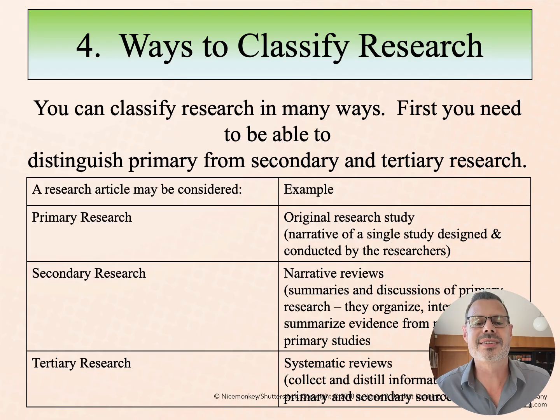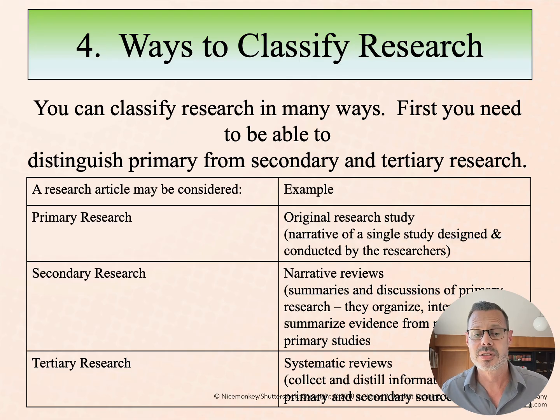All right, ways to classify research. And again, we're gonna talk more about this as we move forward, but you wanna know these foundational concepts. We classify research that you're gonna read in your articles as primary, secondary, or tertiary. Primary research is an original research study, right? It's a narrative of a single study conducted by the researcher. It's telling you what the background was, what they did, and what the outcomes were.